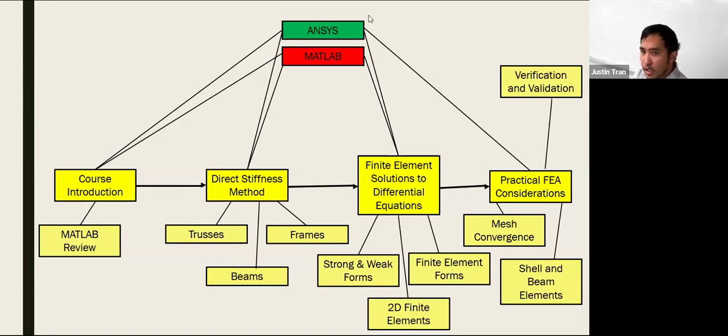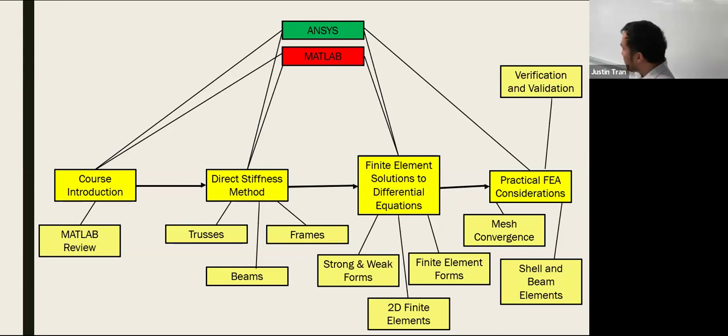And most importantly, you're going to see two colored boxes up here. These are the main two software packages that we're going to be using throughout the course. We'll be doing a little bit of ANSYS, although not much at all. I'm basically just going to introduce the concept of ANSYS, to give you the idea of what the end goal for FEA will look like. But we're going to spend the majority of this class in MATLAB. We're going to be writing a lot of our own codes, writing our own FEA codes, testing them, and plotting things in MATLAB.